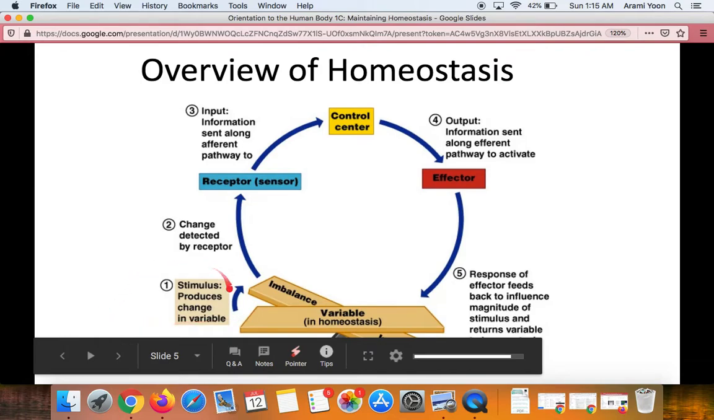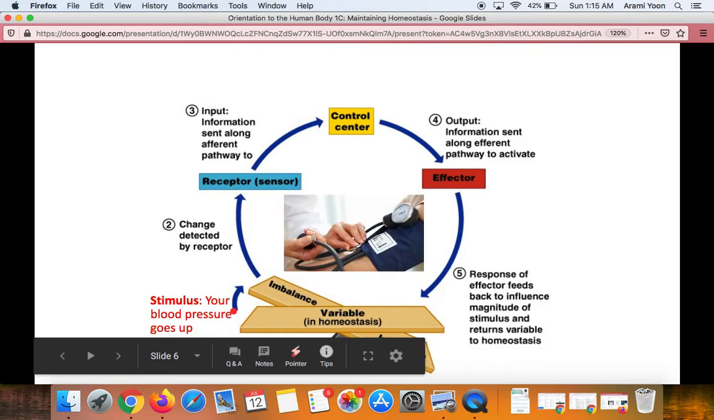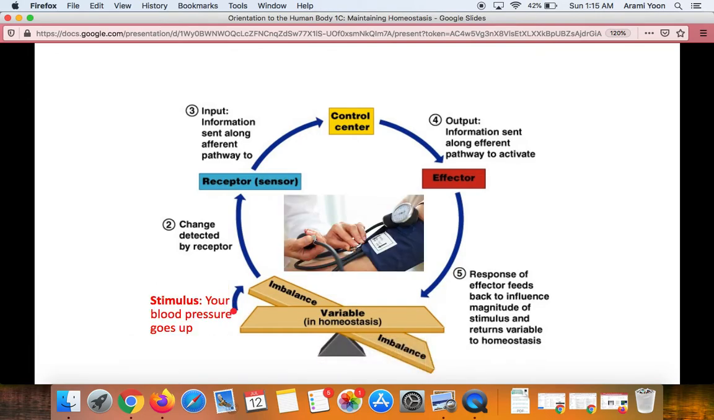Now the stimulus is going to be something, could be internal or external, but it's often external. It's going to be something that produces a change in the variable. So for example, your blood pressure goes up. Why did your blood pressure go up? I don't know, maybe you were really stressed out because you have a big test next period, or maybe you've just been eating a lot of potato chips late at night, who knows? But your blood pressure goes up.